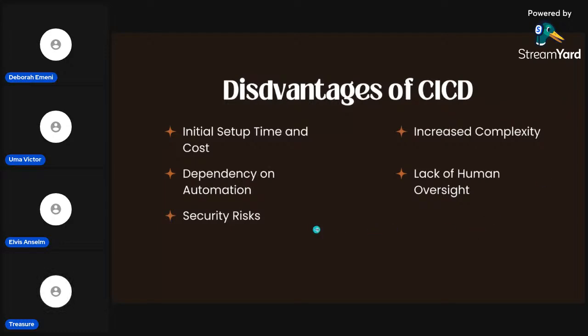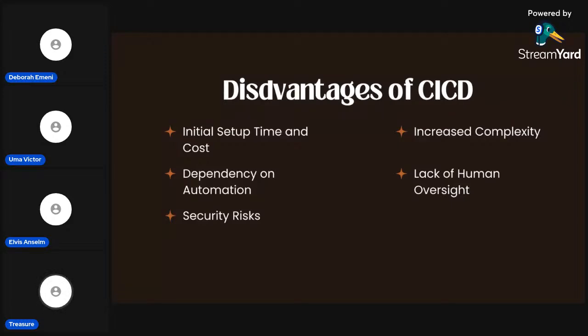Then move on to dependency on automation. Yes, obviously, CI/CD is very, very dependent on automation. It is based on automation. In fact, the whole of DevOps is mostly based on automation, and this can also be an issue most of the time. Then lack of human oversight.